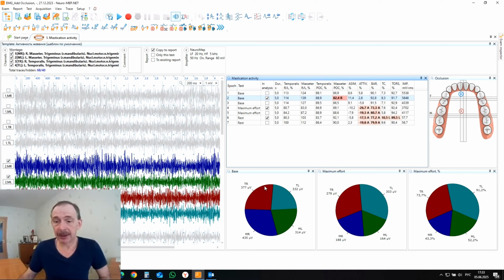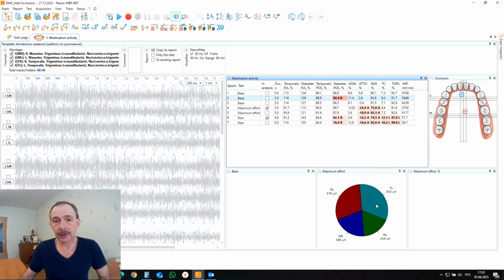The next diagram is similar, but for maximum effort. Here, if there is a base curve, then this diagram for maximum effort is recalculated, taking into account the base curve. The calculation is performed in relation to it. If we take the base curve, this calculation will be done in a different way, and we will see other parameters in the tables.